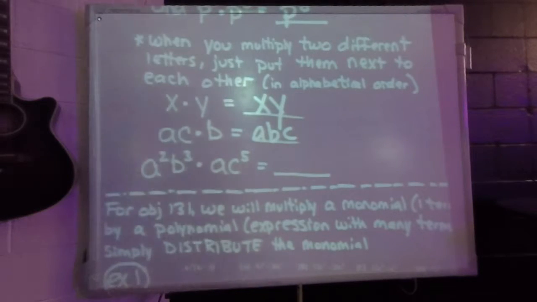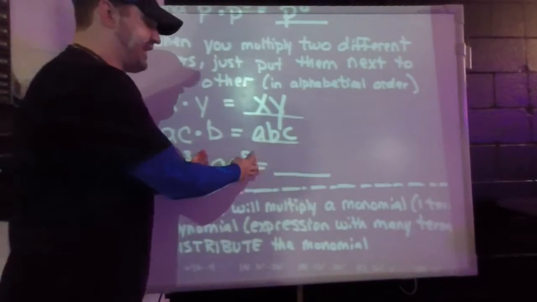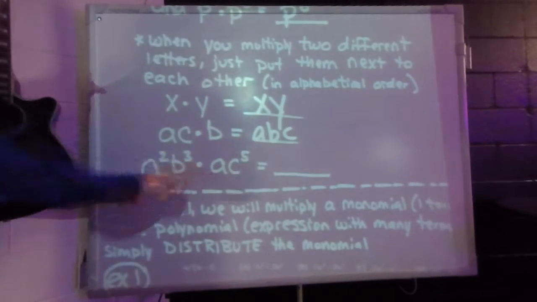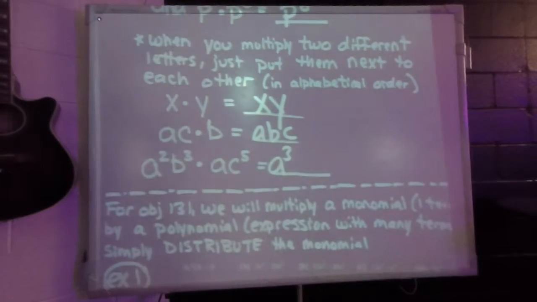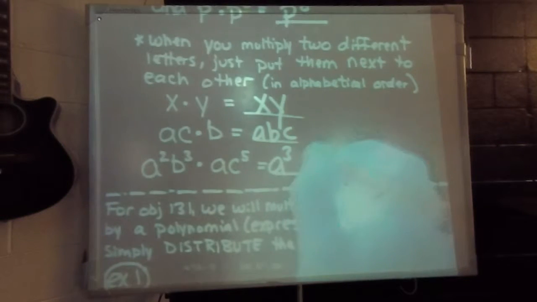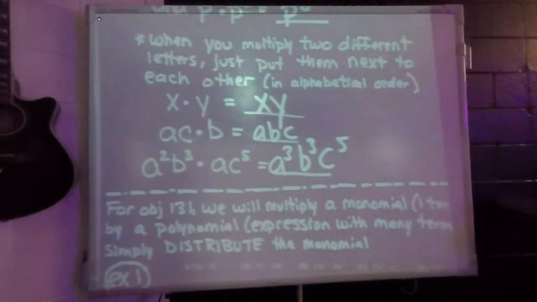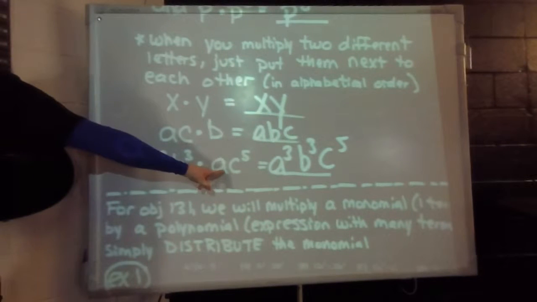And then this last one, I've got this little chunk where I have A2, B3, and then I've got AC5. So first, put your A's together. A3. Then your B's. A3, B3. There's only one C, C5. So basically you had to get your A's together, which meant add those A's. And even though it didn't have an exponent, an A is an A1.